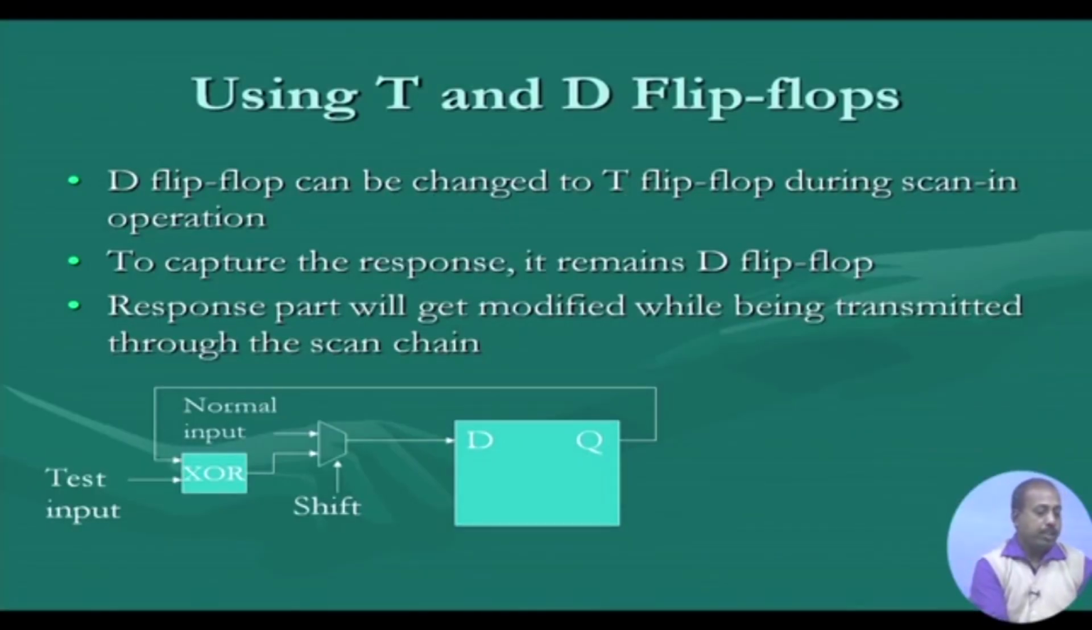So, for normal operation of the circuit, the structure is modified like this. For the normal operation, this shift, the scan enable or shift, is equal to 0. So, the normal input goes to this multiplexer, it comes to this D flip flop. There is no problem, but for the scan mode, this input will come through this XOR gate. So, this Q output is XORed with the next input, so that this entire structure, XOR followed by D, behaves like a T flip flop.